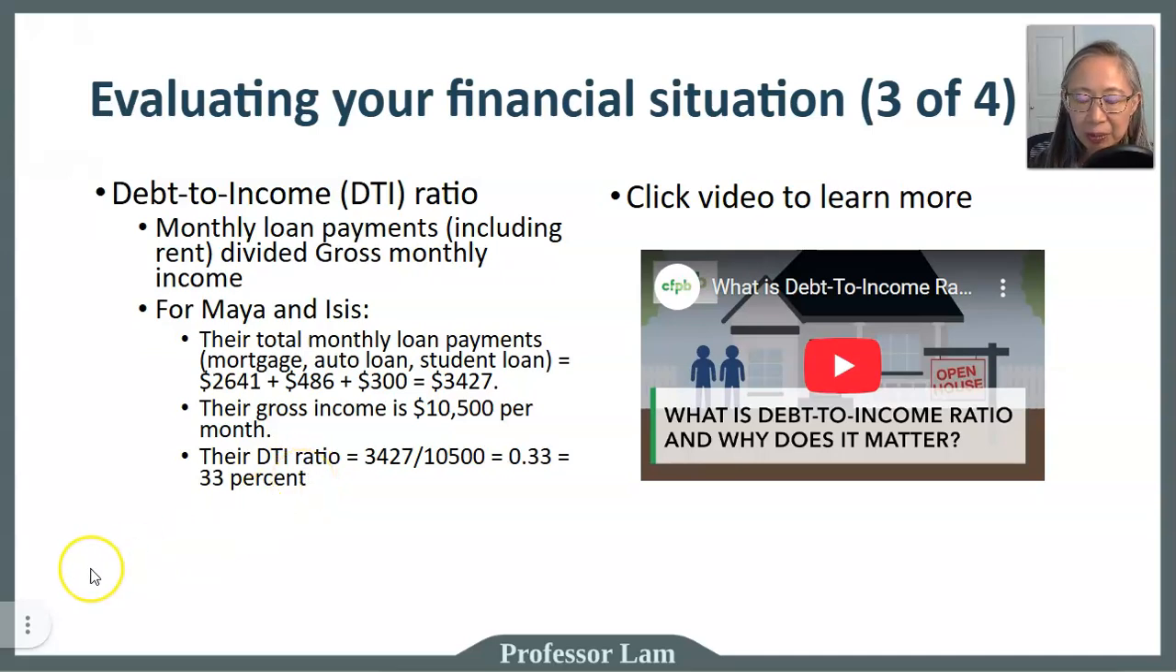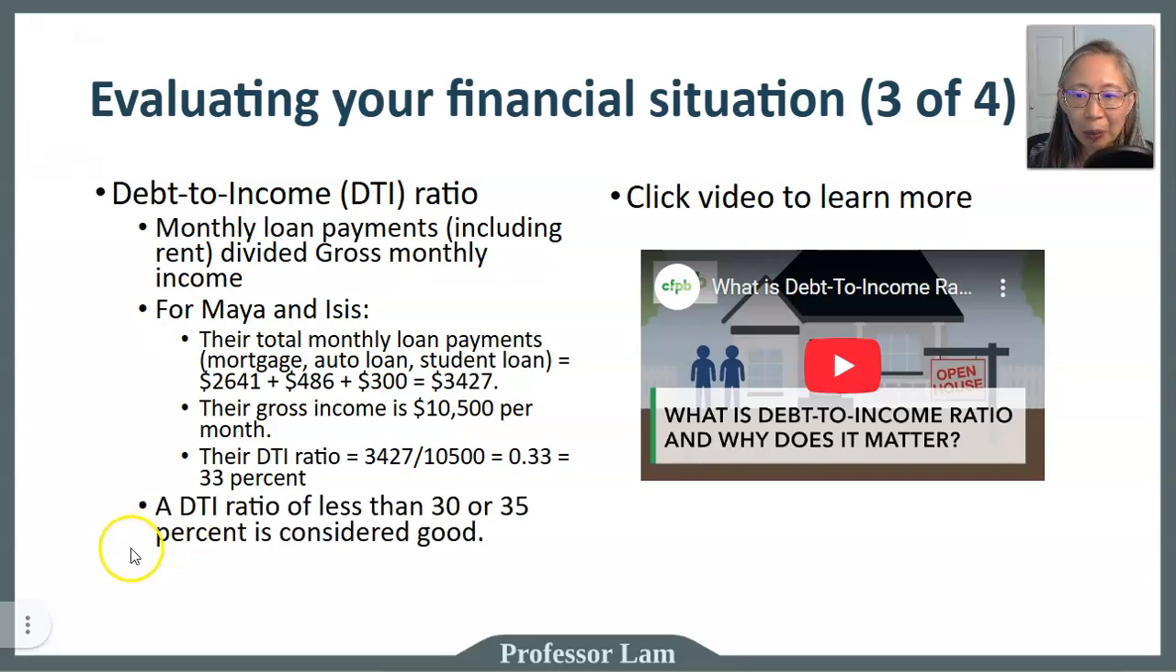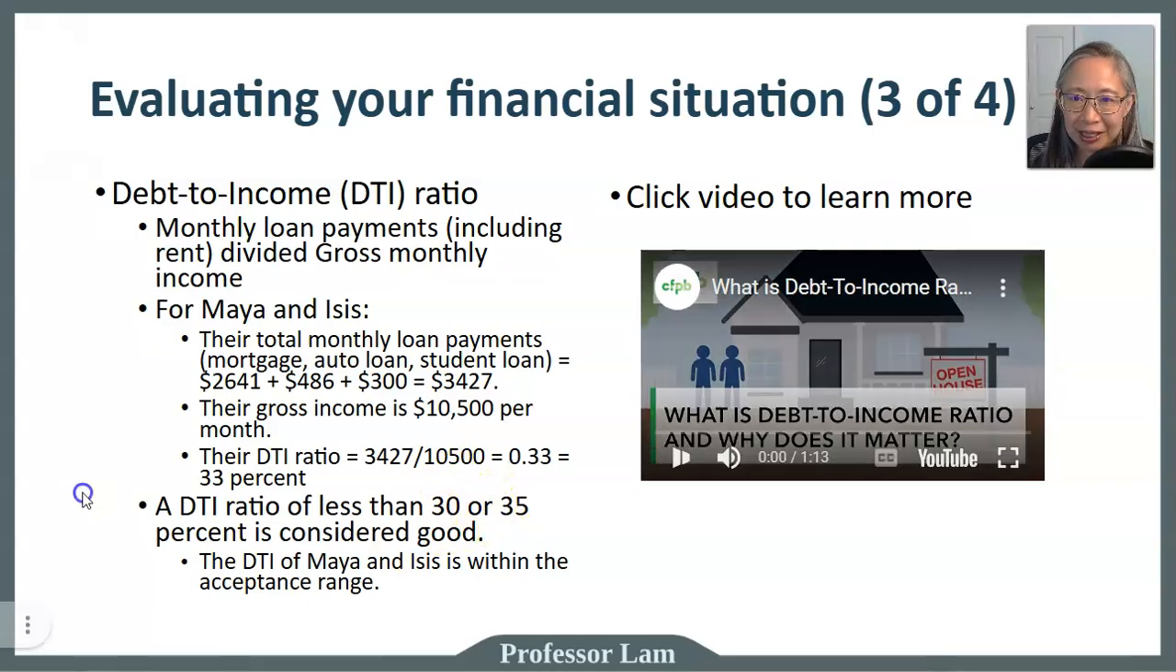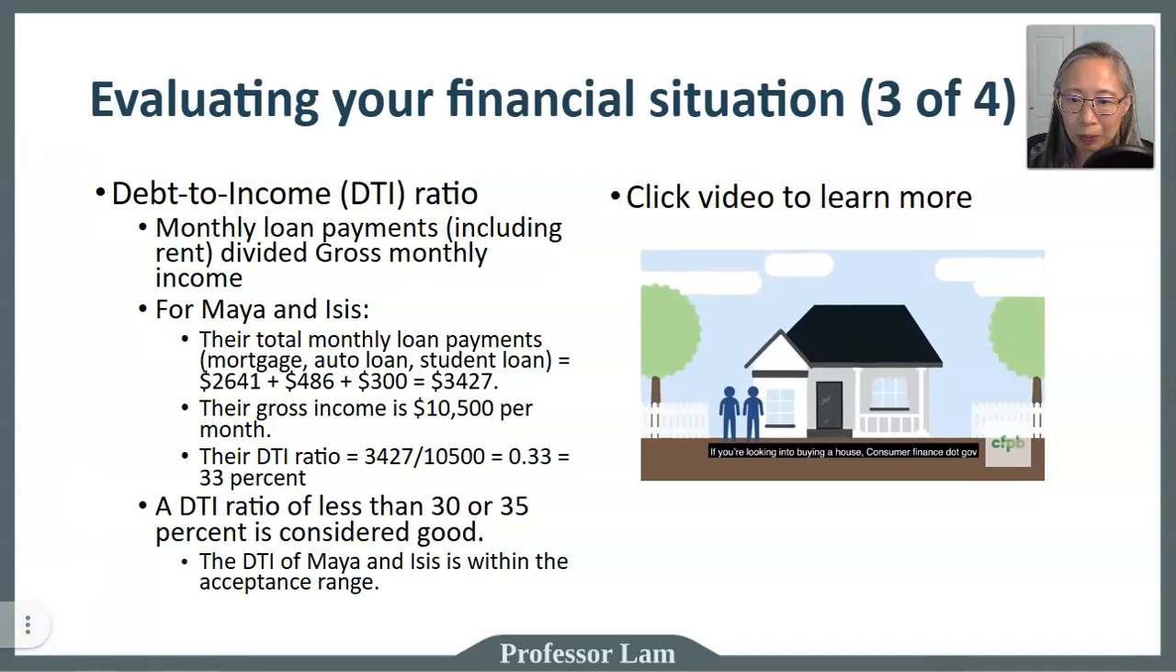What does this number mean? Is 33% good or bad? Well, a DTI ratio of less than 30 or 35% is usually considered good. So the DTI ratio for Maya and ISIS is within the acceptable range. It can be better, it can be lower, but 33% is okay. If you're looking into buying a house.